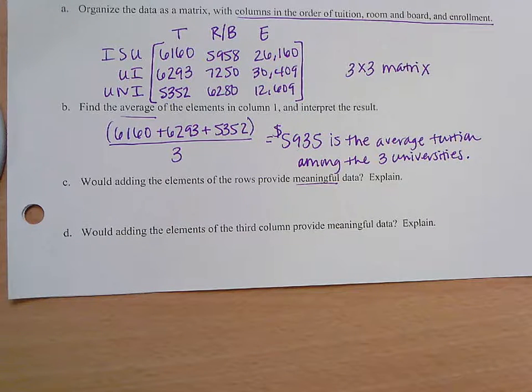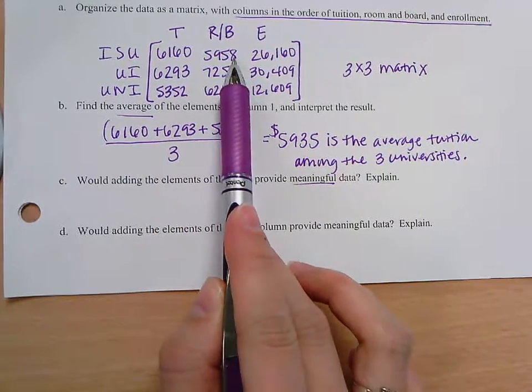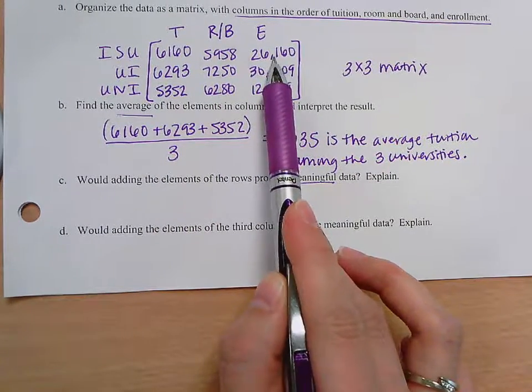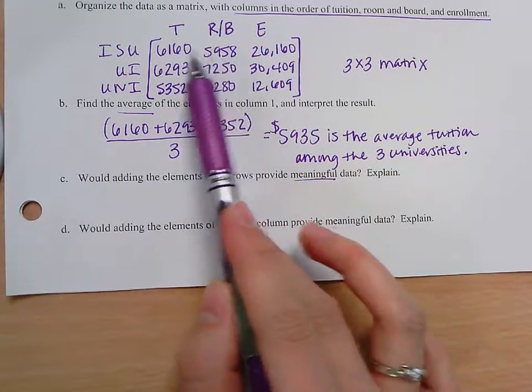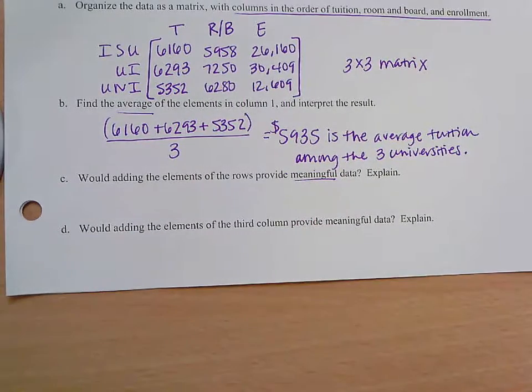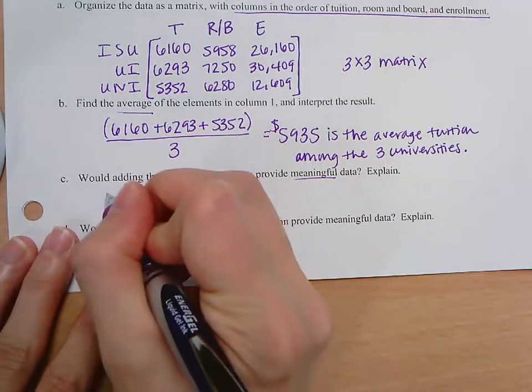I see some no's, Alexis. No, even though the first 2 deal with money, the third one is enrollment, but that's not possible. Also, it would make sense to tell how much money you have to put into school. Correct, yes. So these 2 values are dollar amounts. This is a number of people. You wouldn't add a total cost or a tuition and room and board cost with people. So would adding the elements of the rows provide meaningful data?